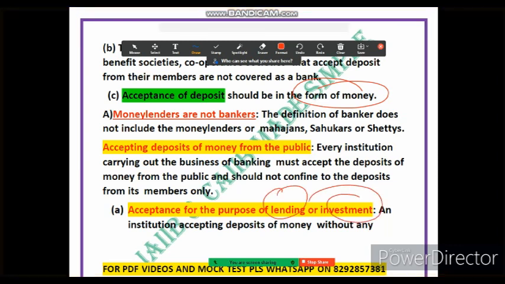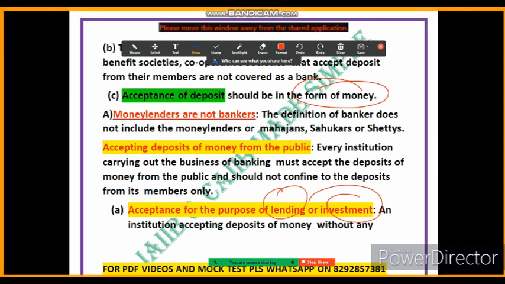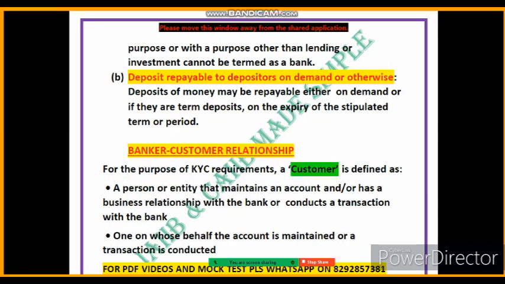And the third condition is, a money lender or institution that accepts deposits only from its members, or entities that do not use the deposit for lending or investment, would not meet the requirement of a bank. So these are very important definitions of a bank. Hopefully you have understood what the criteria are for an institution to be called a bank. Now let's see the next point.